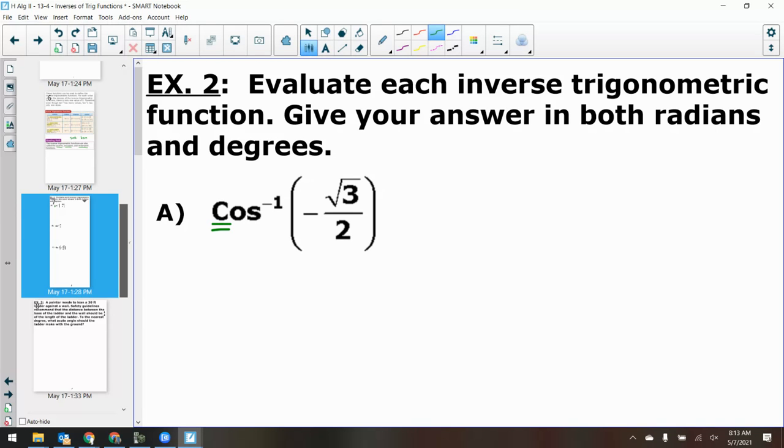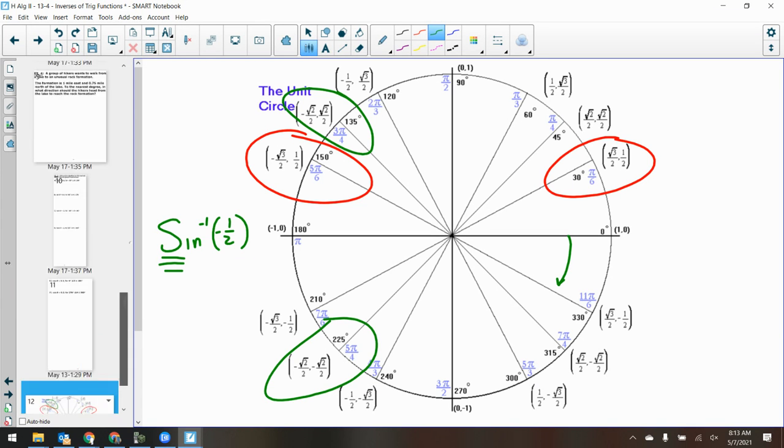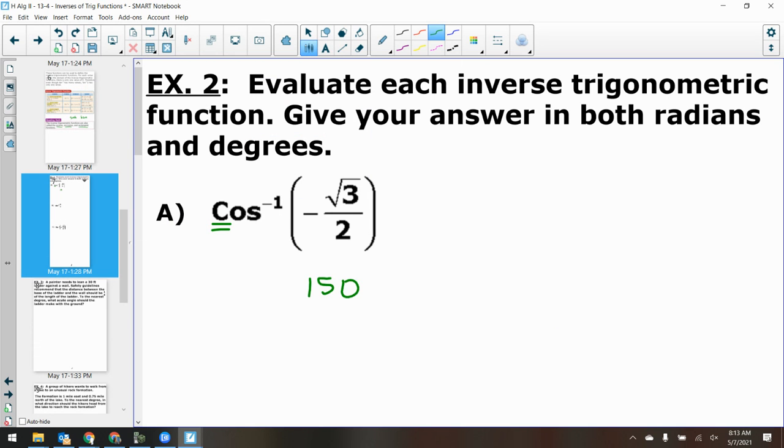There's two locations, right? I see 150 and 210. Do I care about 210? No, because cosine is capitalized. So I only care about the 150 degrees. There is only one output for this input. What's the radian measure that matches? 5 pi over 6? Yeah. Questions about that? Okay, let's do another one.